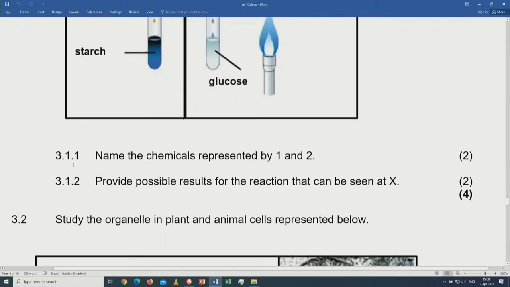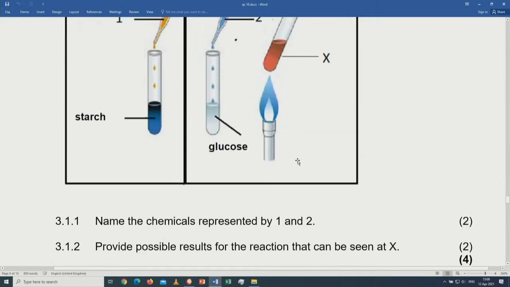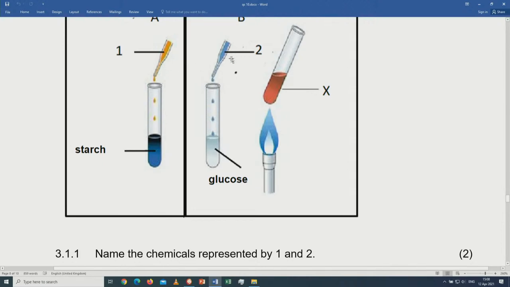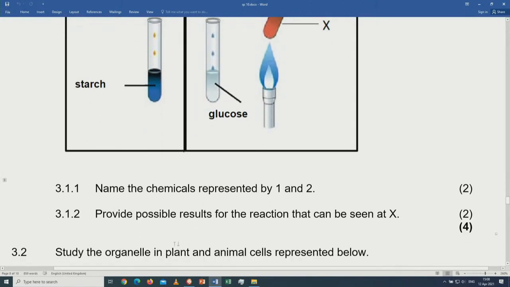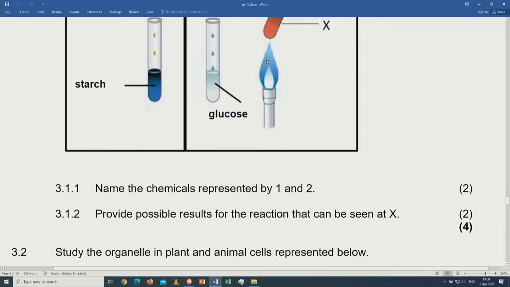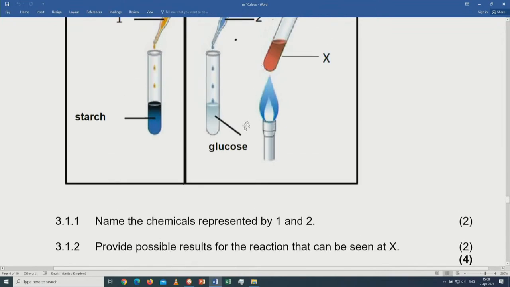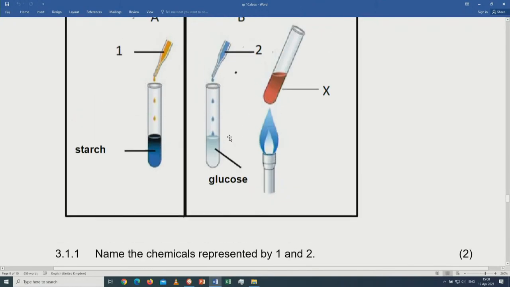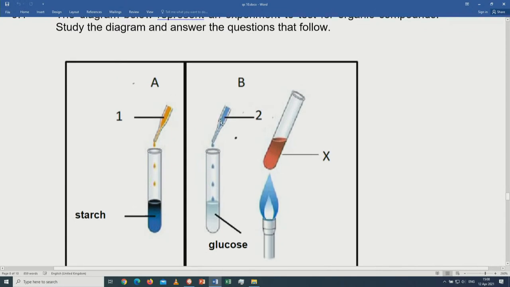So let us take the questions. 3.1.1. Name the chemicals represented by 1 and 2 reagents. 1, iodine. 2, Benedict solution. Provide possible results for the reaction that can be seen at X. A brick red color will be shown as an indication that the food sample tested here contains glucose. So the blue Benedict solution will turn to a brick red color.